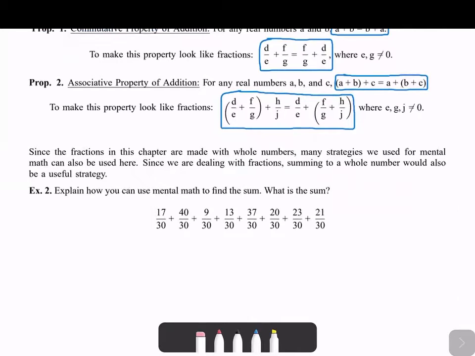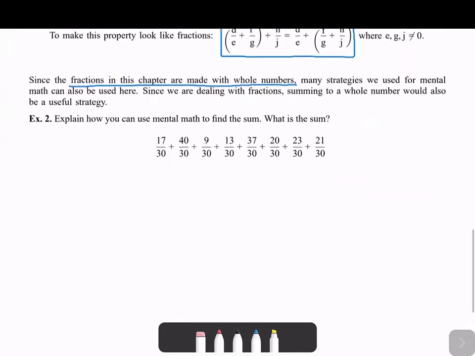So similarly, because the fractions in this chapter are typically only written with whole numbers, right? Whole numbers being 1, 2, 3, 4, 5, 6, 7, 8, 9, 10, and so on. A lot of the strategies we use for mental math from chapter 4 could also be used here. So since we're dealing with fractions, summing to a whole number would be useful for mental math here, because it's a lot easier to add up whole numbers than fractions.